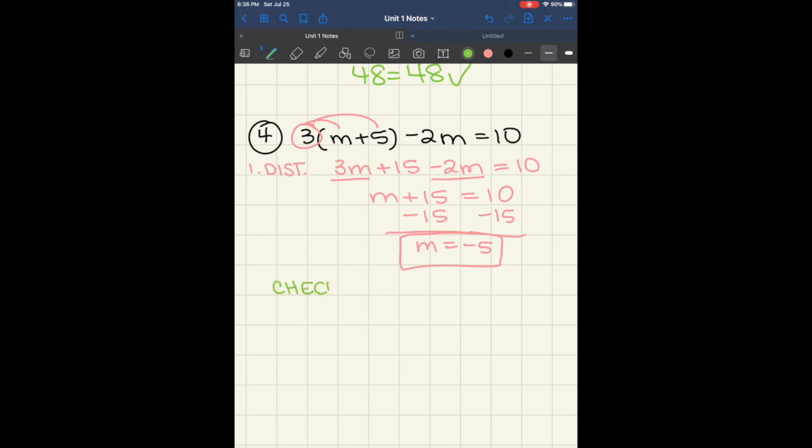So then we check our answer by plugging in negative 5. Negative 5 plus 5 equals 0. So we end up having just negative 2 times negative 5, which equals 10. So we are good to go.